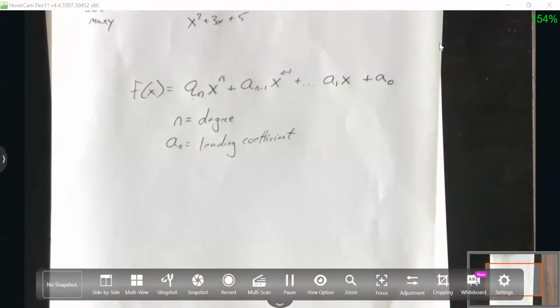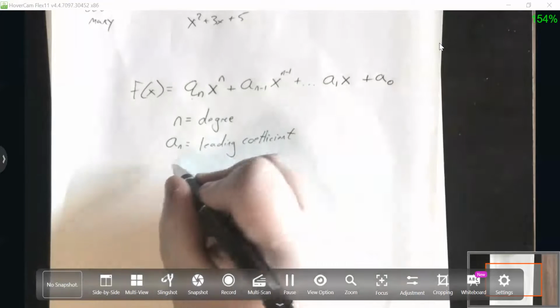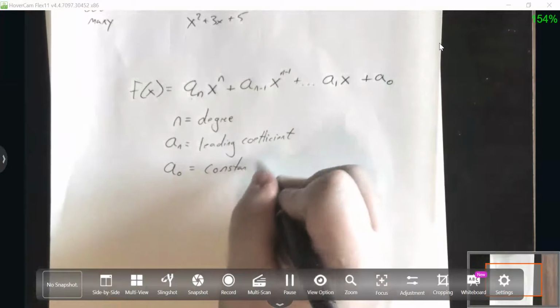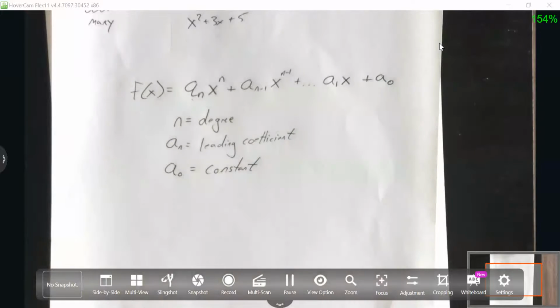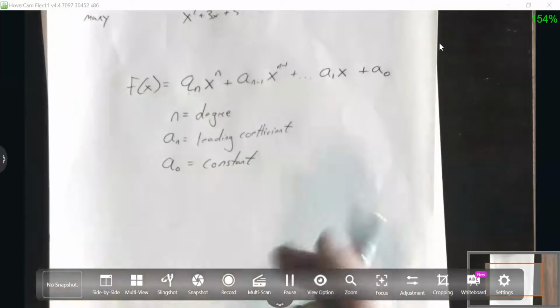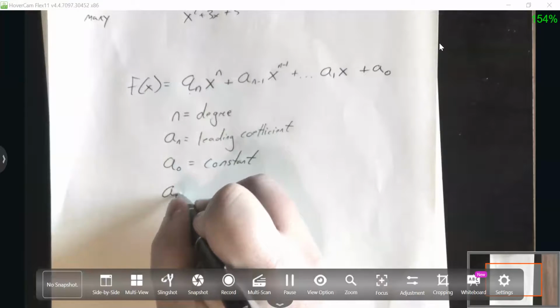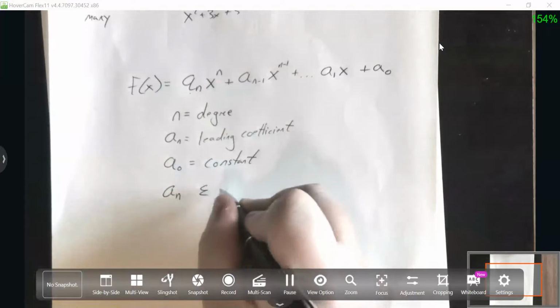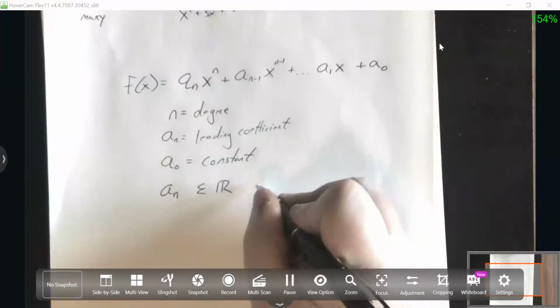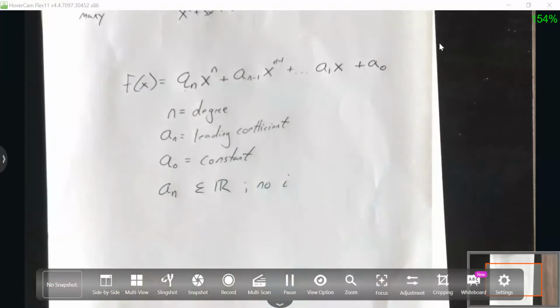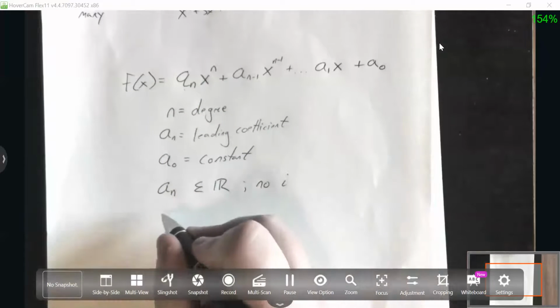A naught, that last term, is called the constant term because it's the only one that doesn't have a variable associated with it. We have some basic rules here. All of our a sub n, so all of our coefficients, have to be part of the real numbers. In other words, we can't have any i stuff, no complex numbers, but anything else goes. Roots are okay, fractions are okay, decimals are okay, negatives are okay. Just no i's, no complex numbers.